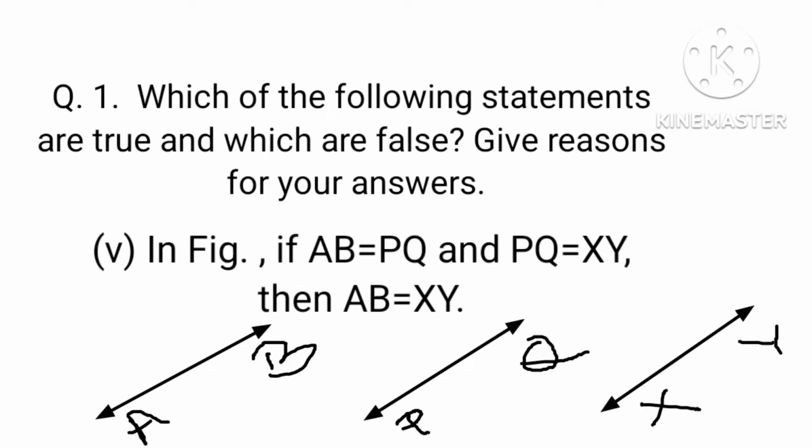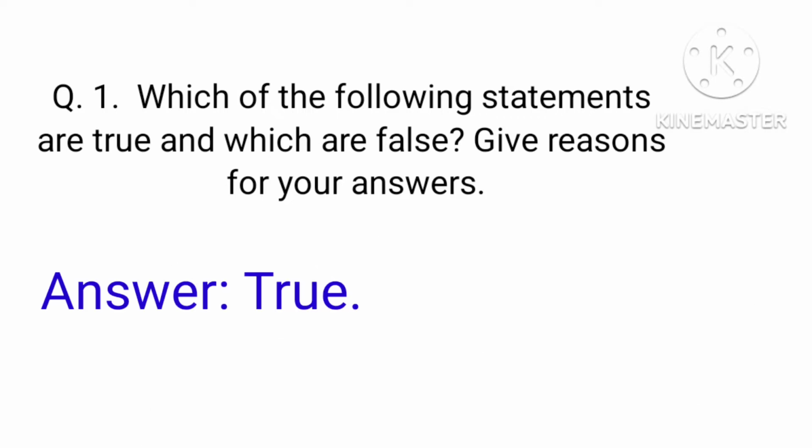Statement 5. In figure 5.9, if AB is equal to PQ and PQ is equal to XY, then AB is equal to XY. Answer: true. From Euclid's axiom 1, that is, things which are equal to the same thing are equal to one another.